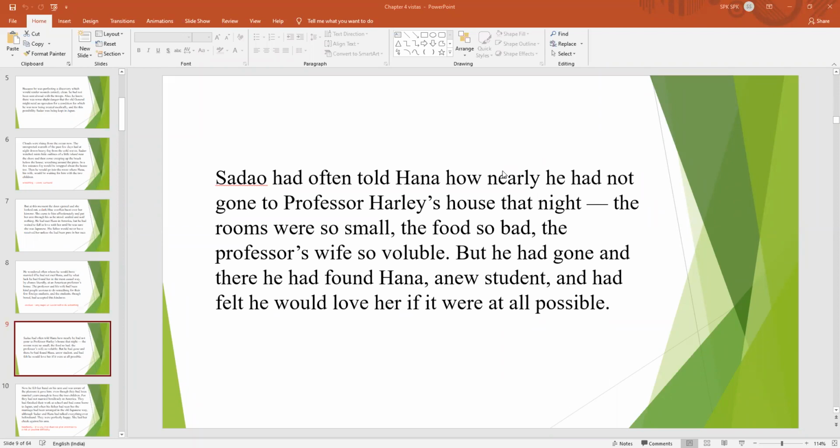And at that time, Hannah was a new student, and Sudhir thought that he would love her if it were at all possible for him. Why did he say that? Because he knew that his father would not agree if she was not Japanese. But when he saw her, he had feelings for her, so he thought that if it is possible, he was going to express his feelings to this girl.